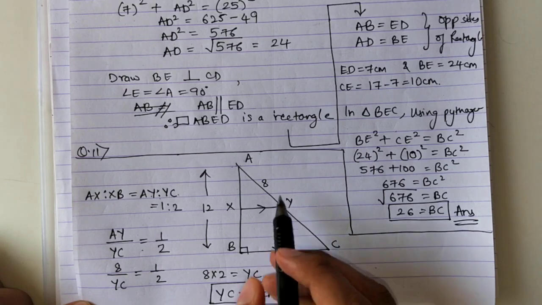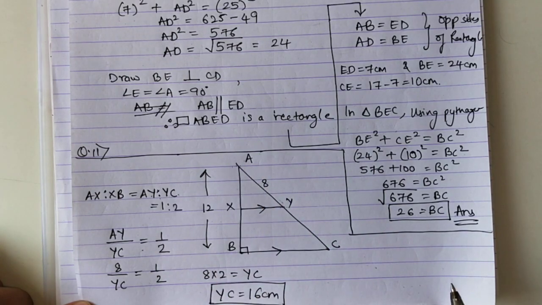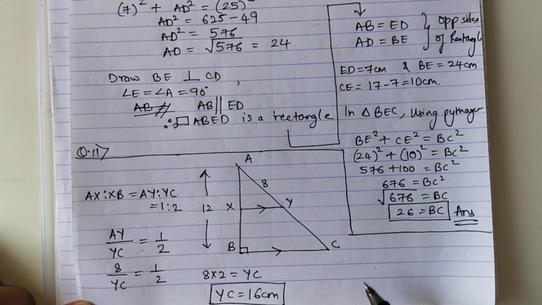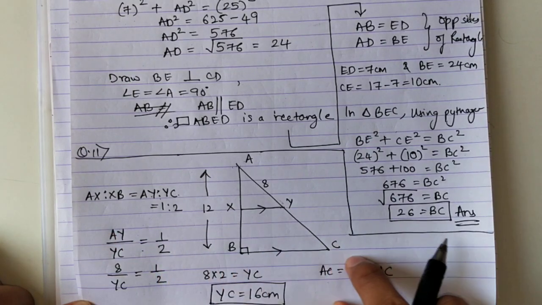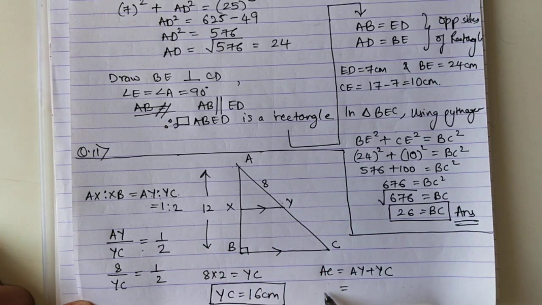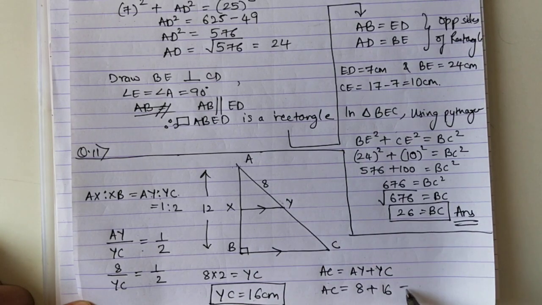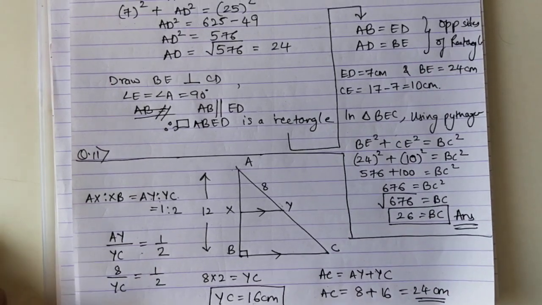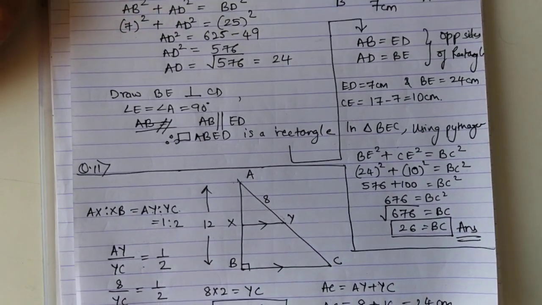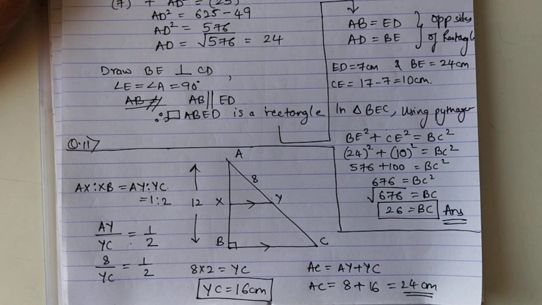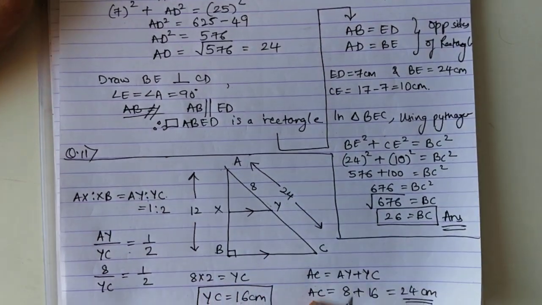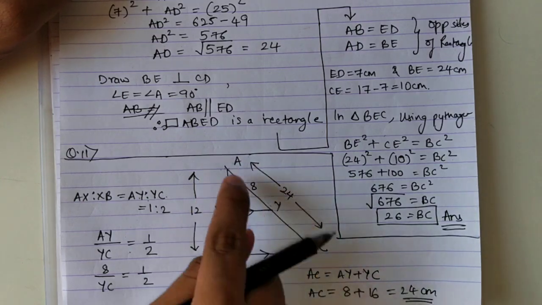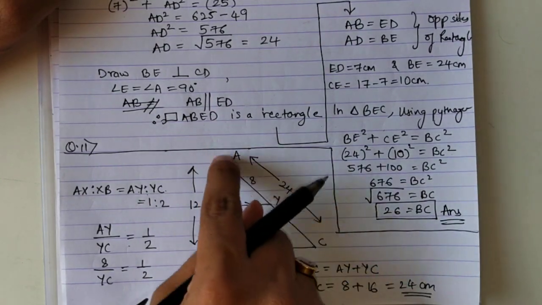Once I have YC, what will the value of AC be? This entire AC is AY plus YC. You solve the sum vertically; I'm solving it horizontally to keep the diagram visible. So AC equals AY, which is 8, plus YC, which we found just now is 16. 16 plus 8 is 24 centimeters. One part of the sum is done. AC is 24 centimeters. So here I'll write 24 centimeters.